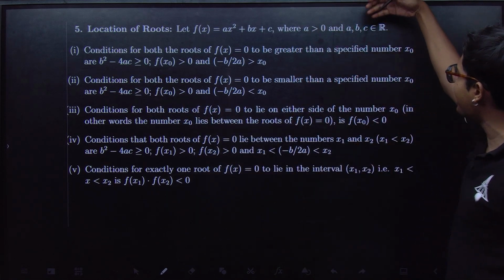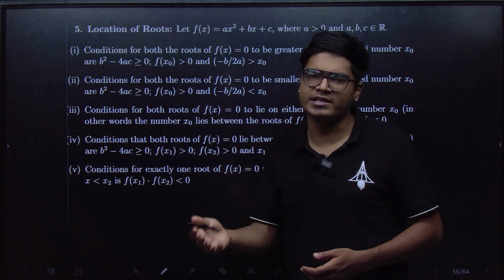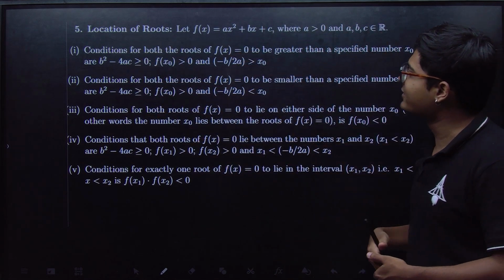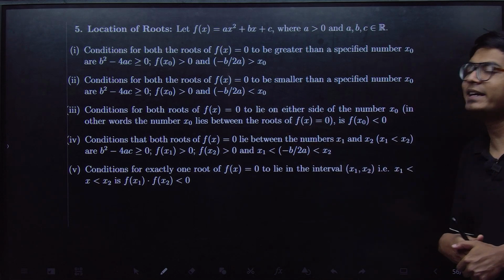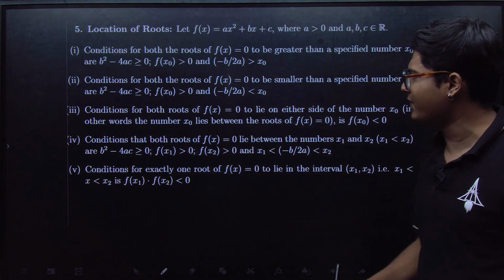Because if you are making a comparison of the root with some number, you need the roots to be real, right? Because we know inequalities only hold for real numbers. So you want the discriminant to be greater than or equal to 0, f of x naught has to be greater than 0 and minus b by 2a has to be greater than x naught, right? Okay, so in general for all these things, just plot the graph and see, okay?